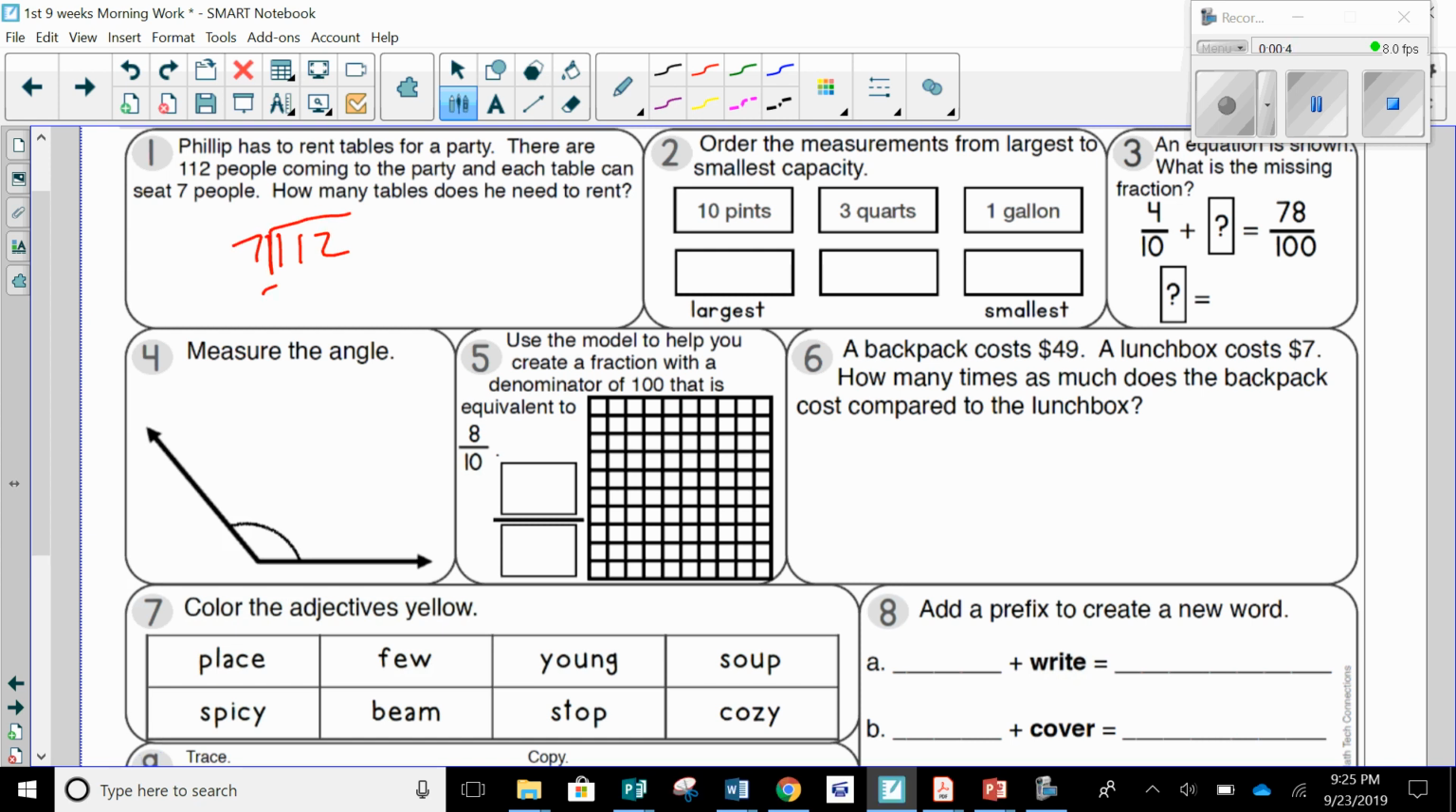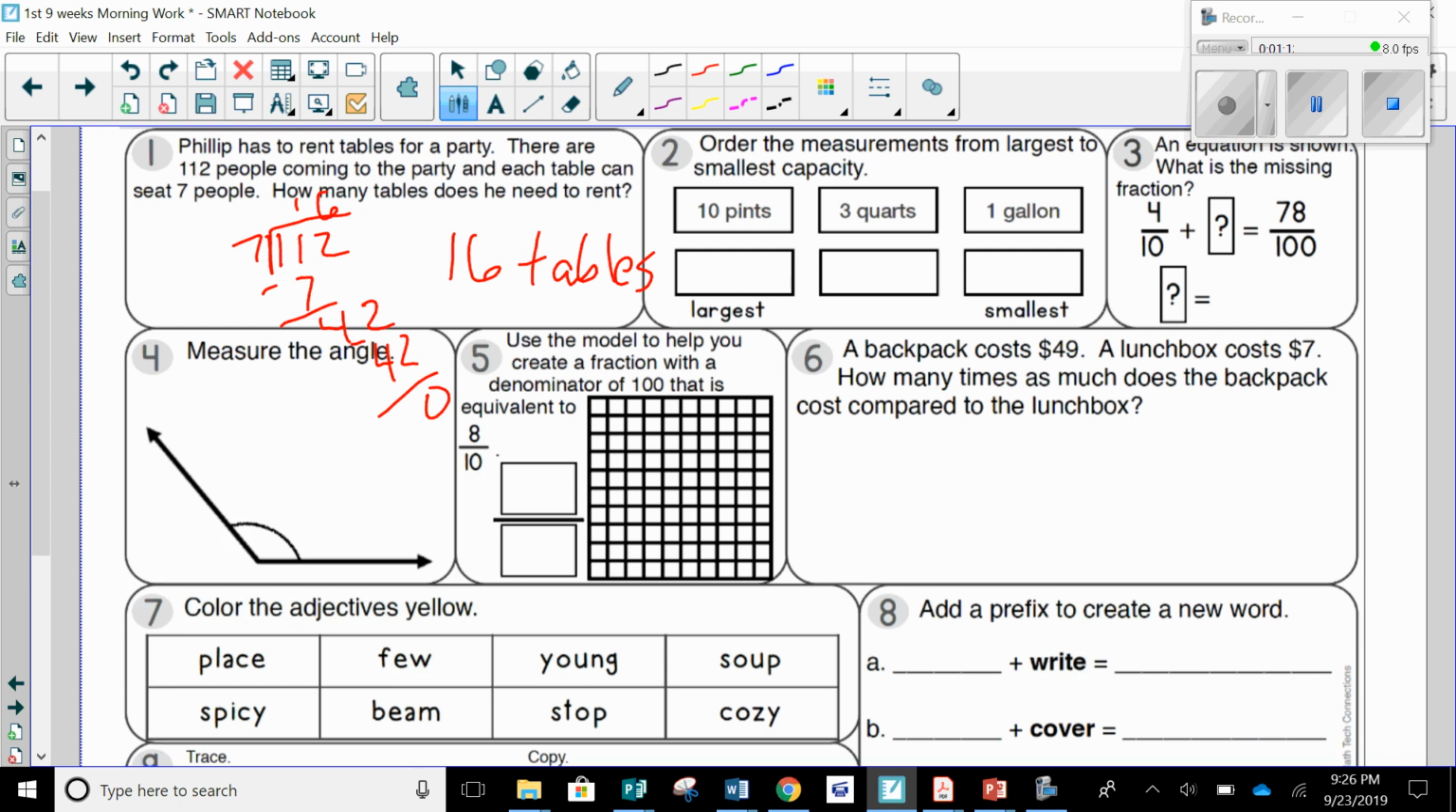7 goes into 11 1 time, 4 left over. Bring down your 2. 7 goes into 42 6 times. And I'm going to subtract that, and I have 0. So my answer is that he needs 16 tables. Make sure you label.